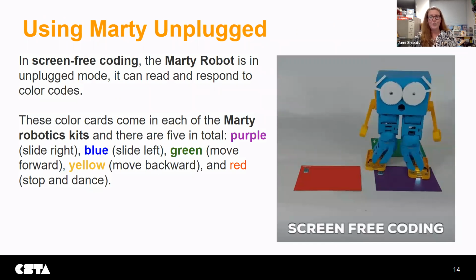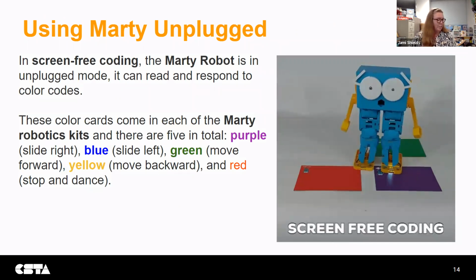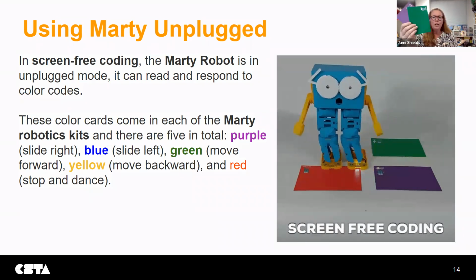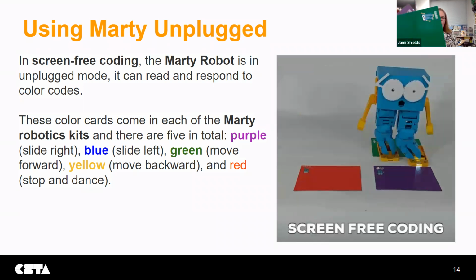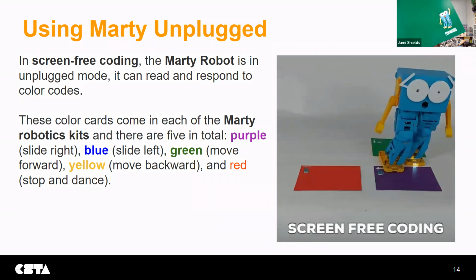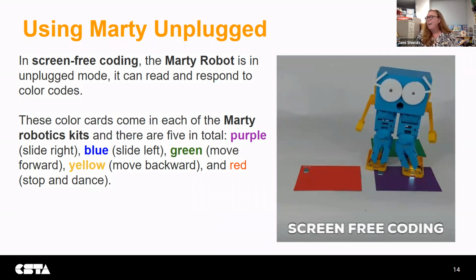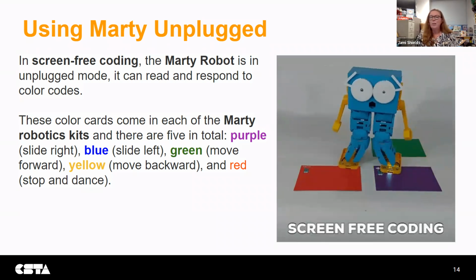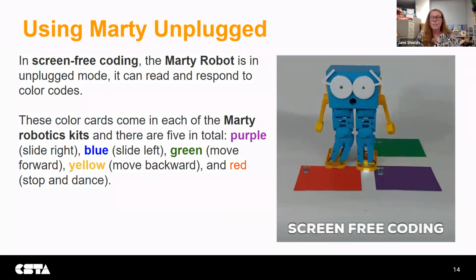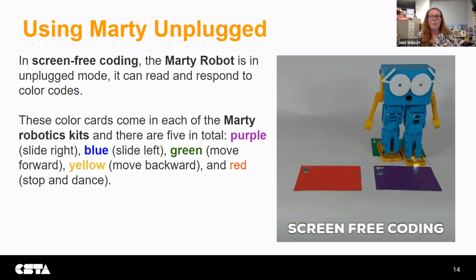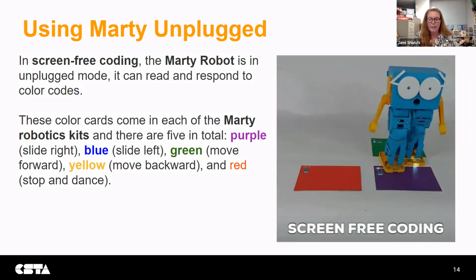So the first kind of coding that you can do with Marty is Unplugged, screen-free. Marty comes with great little cards. They have what the cards do on the cards, so that if you forget what the code's going to be, you can check. They also are fun for your students. They're easy for the kids to get into because all you have to do is have your little Marty and your cards, and you're ready to go.